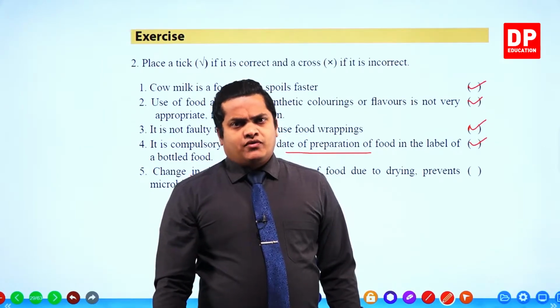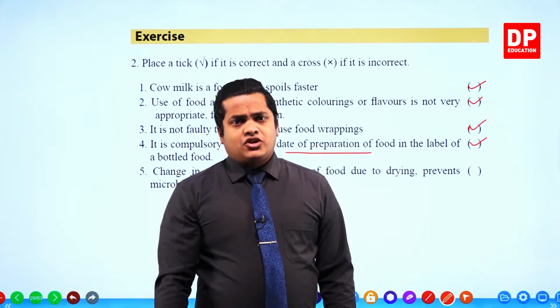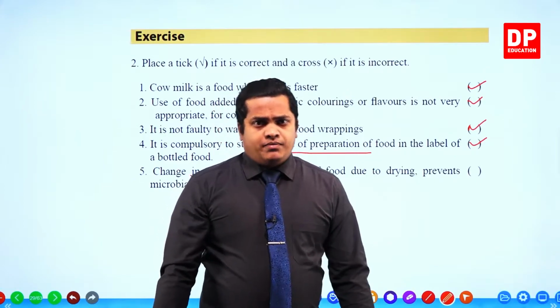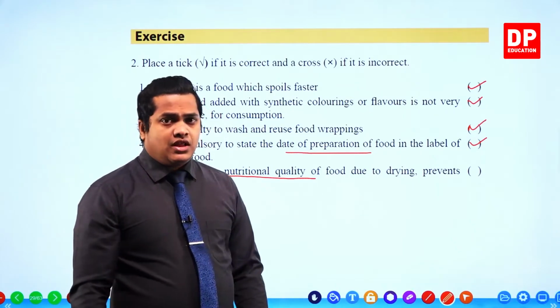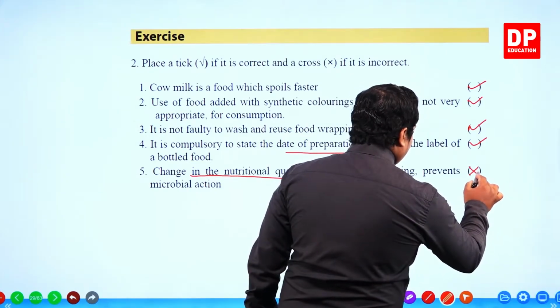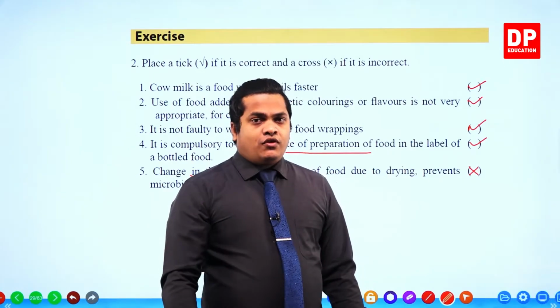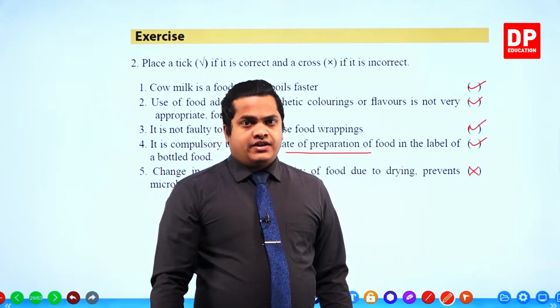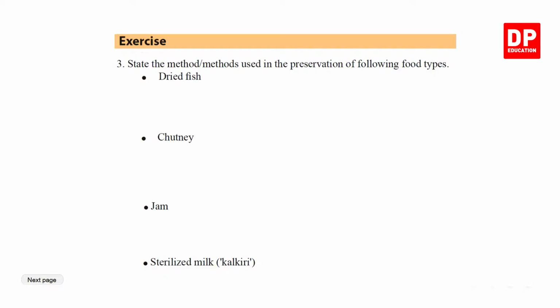The reduction of growth of microorganisms happens mainly because of what? Mainly because of reduction in water. Not because of this thing, right? Not because of change in nutritional level. So this is incorrect. So here 4 of the responses are correct and the final one is incorrect. Right then. State the method or the methods used in the preservation of following food types.